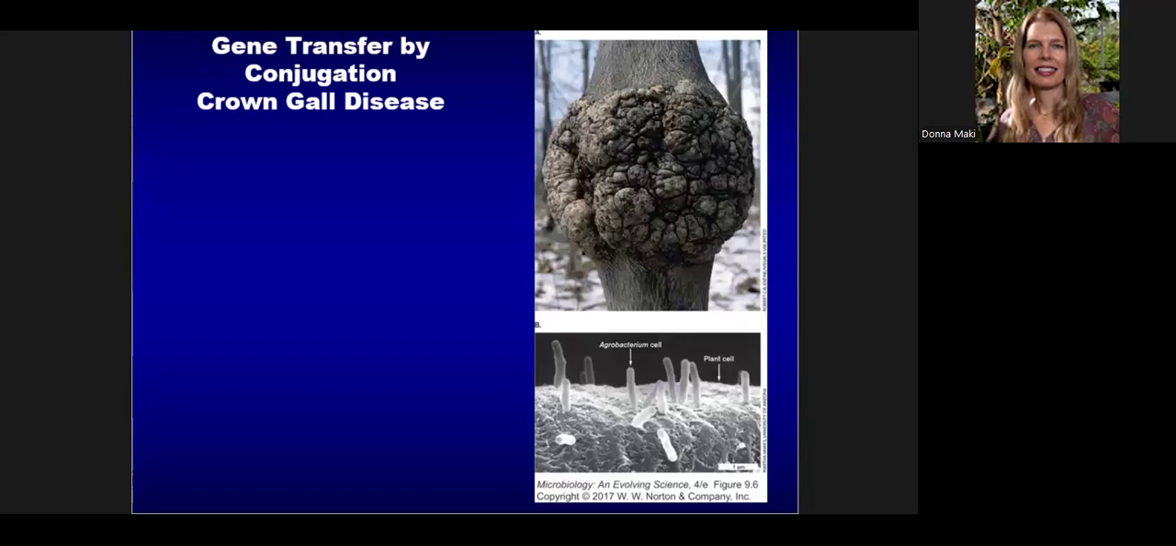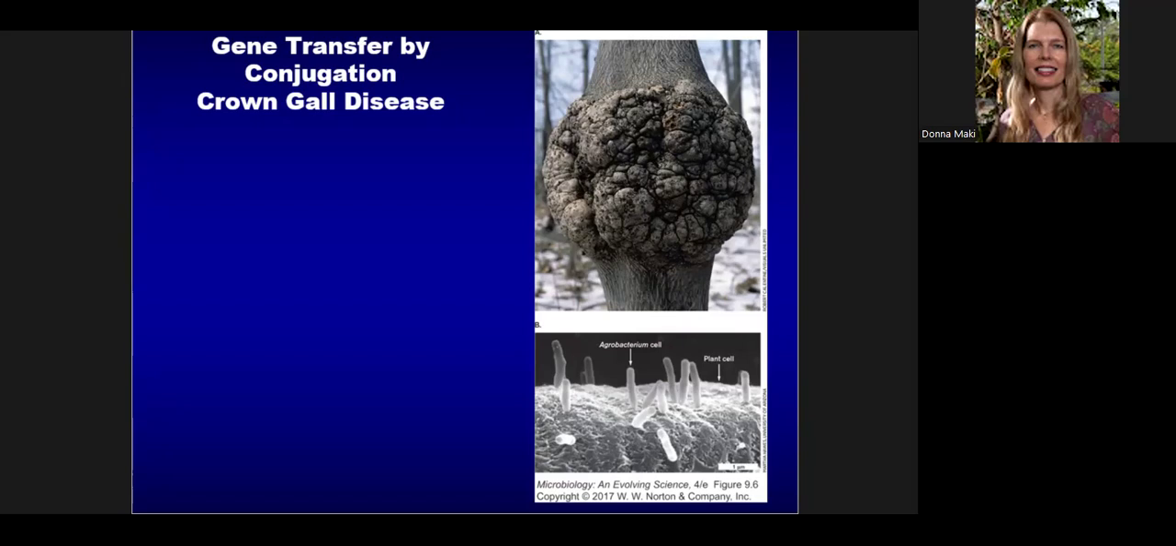So have you ever, there's several of these in town. You don't even have to go out into the woods. Have you noticed trees that have these big tumors? We call them galls, G-A-L-L, in the botany world. This is called crown gall disease. It's caused by a bacteria, and the bacteria is using conjugation to do this.